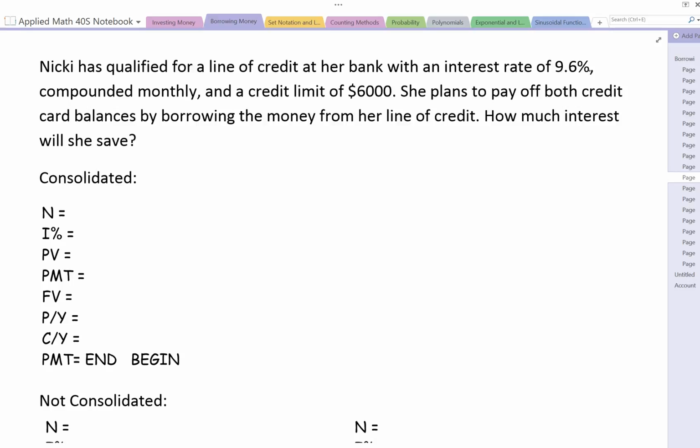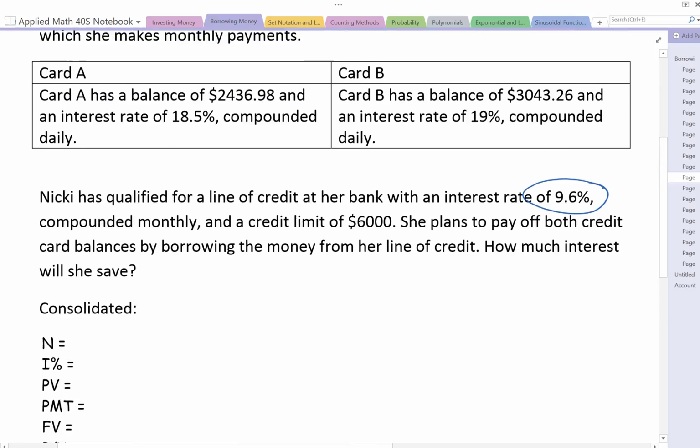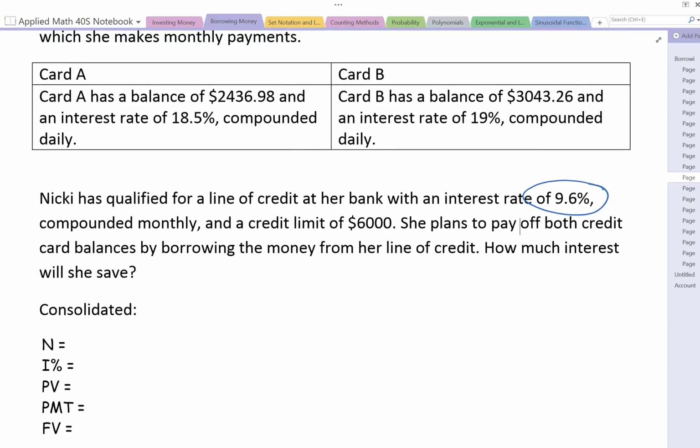So when we're looking at this, we see that a line of credit, even though it's still not your money, right? This is still borrowed money. So she's borrowing money to pay off borrowed money. But what that means is she's taking all of the debt that she owes for her credit cards and basically putting it all on her credit line. Now, why might somebody do that? Well, because of that interest rate.